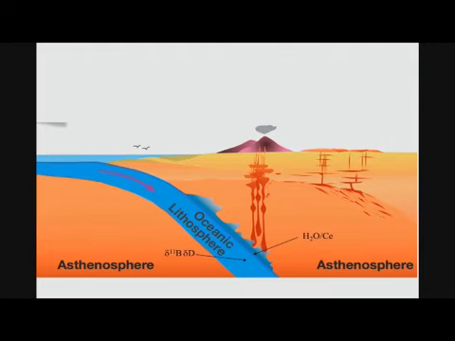So we have constraints on the peridotite below the crust. We have constraints on the top of the crust. And then let's see what else we can do with these things.